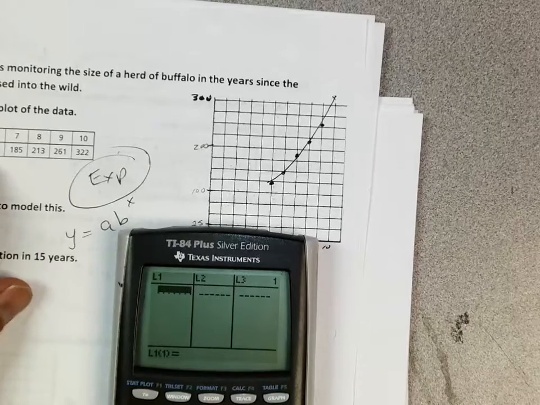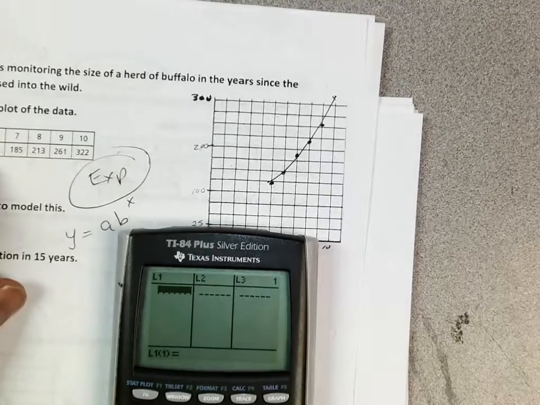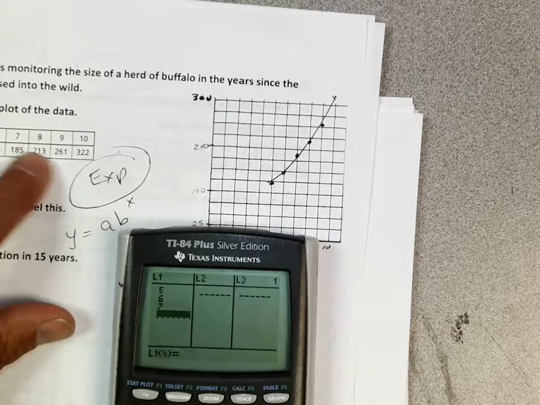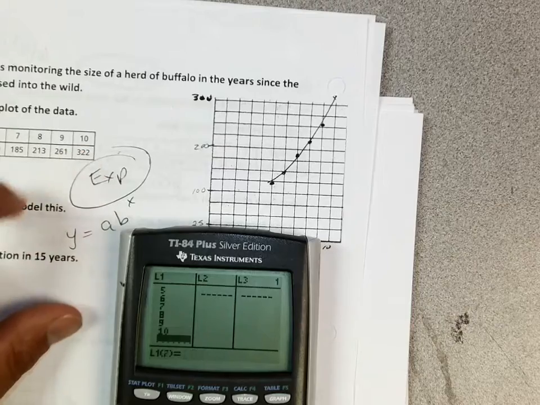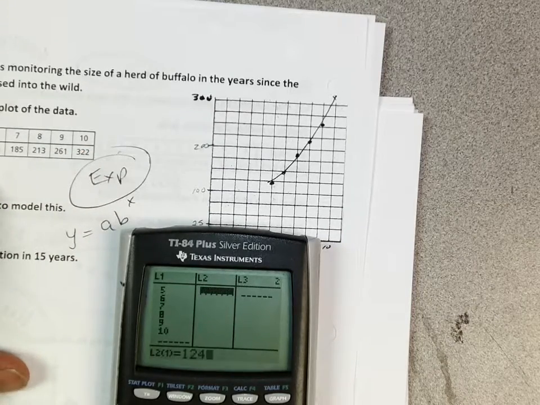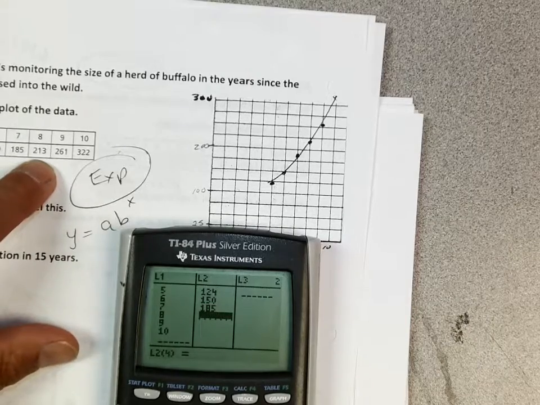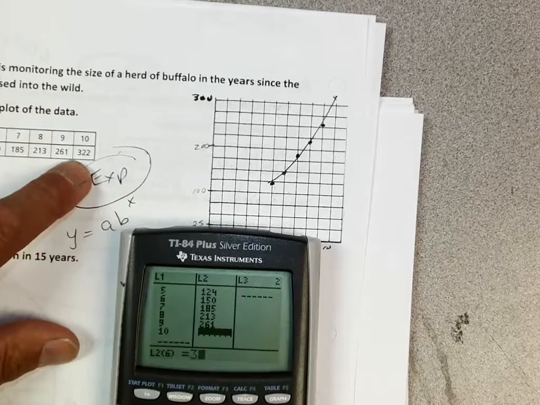Okay. So here we go. Because I will be with Ranger while you guys are listening to this. Okay, here we go. Thanks, Ranger. 5, 6, 7, 8, 9, 10. Okay, and put the other ones in. 124, 150, 185, 213, 261, and 322.